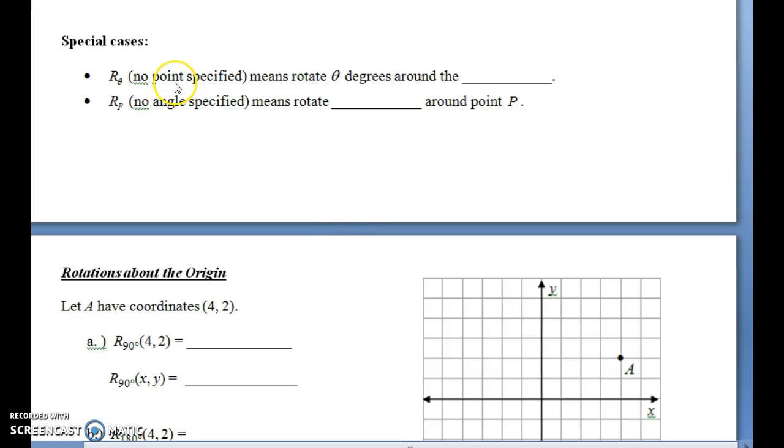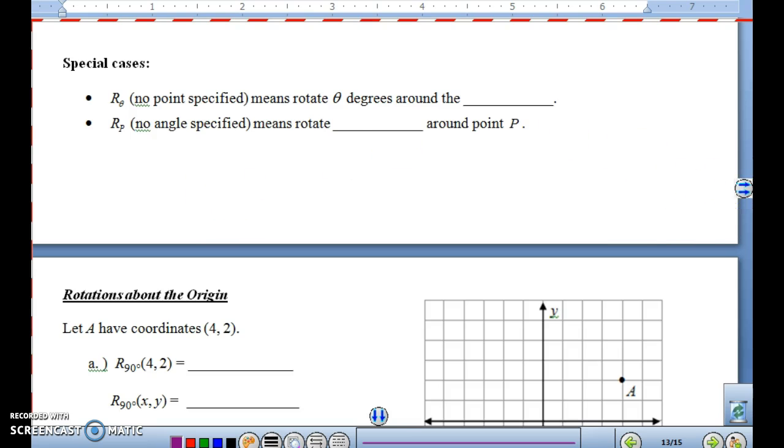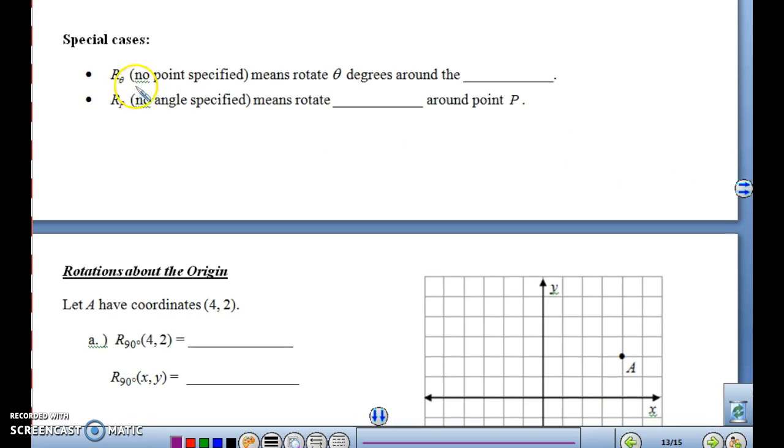Now, there are a couple special cases of notation that you run into when you're doing rotations. R of theta: if you don't have a point specified, that means you're on the coordinate plane. R of theta means rotate theta degrees around the origin, which would be the point (0, 0), your fixed point. So you're going around the center. You may also see that as R of O, rotation around the origin.